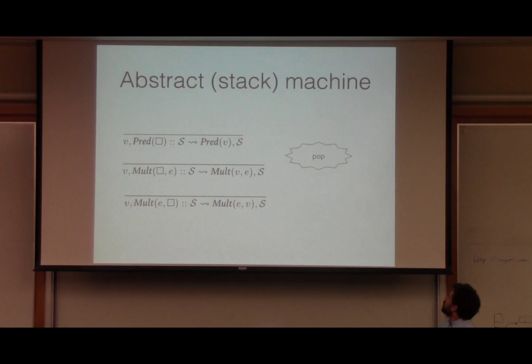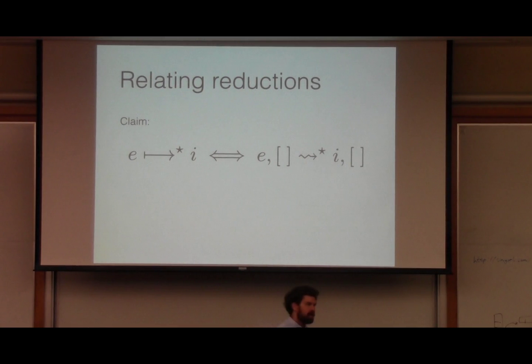Okay, so now we have this little stack machine for our language. And I can make a claim about its relationship to those standard reductions that we saw earlier. According to the standard reduction strategy, if you can reduce from E to I, then I claim that running the machine on that expression in the empty stack will get you to I in the empty stack. So the idea here is that we should have a faithful machine for interpreting things in our standard reduction relation.